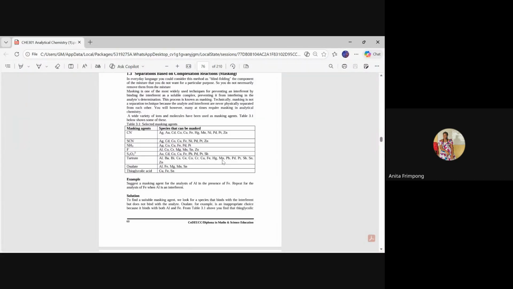Technically, masking is not a separation technique because the analyte and interference are never physically separated from each other. You will, however, many times require masking in analytical chemistry. A wide variety of ions and molecules have been used as masking agents. Table 3.1 below shows some of these selected masking agents. So we have the masking agents and species that can be masked.